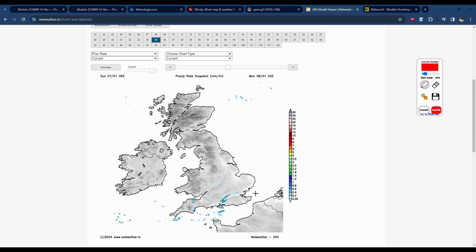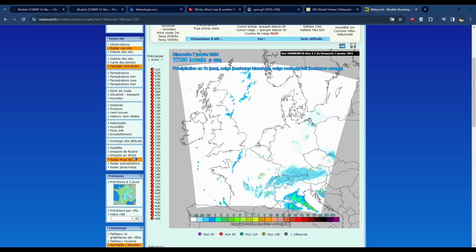Possibly a couple of disturbances at the upper levels, meaning they will move through in waves, but throughout the day we're likely to see snow showers, some heavy at times, in this zone there, as you can quite nicely see on the model.